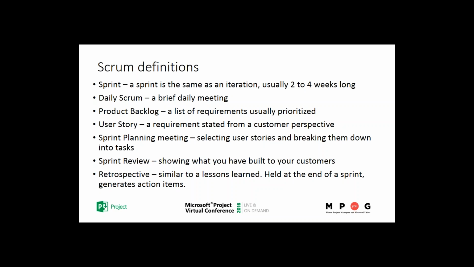Sprint review is a Scrum term describing a meeting to review what was created by the team with their customer. And a retrospective is another Scrum term for a meeting to find out what went well, what issues you had, and how the team will adjust for the next sprint. So creating a list of action items and that idea of continuous improvement.